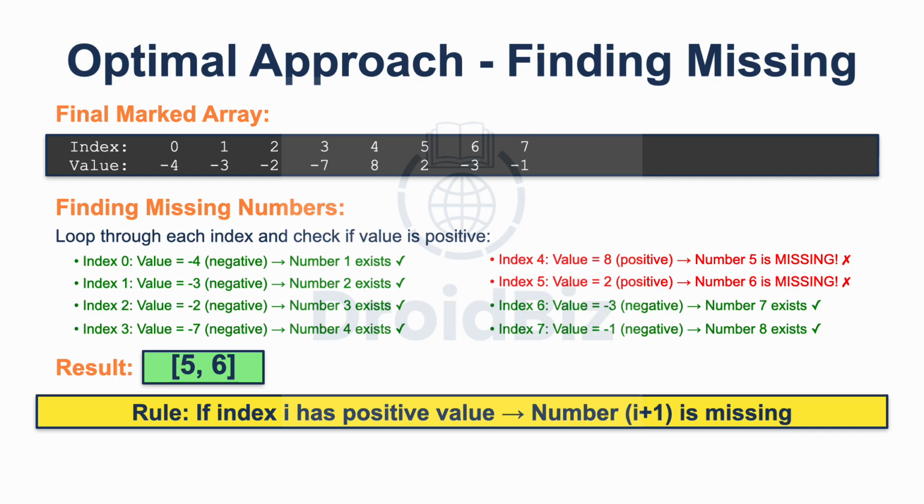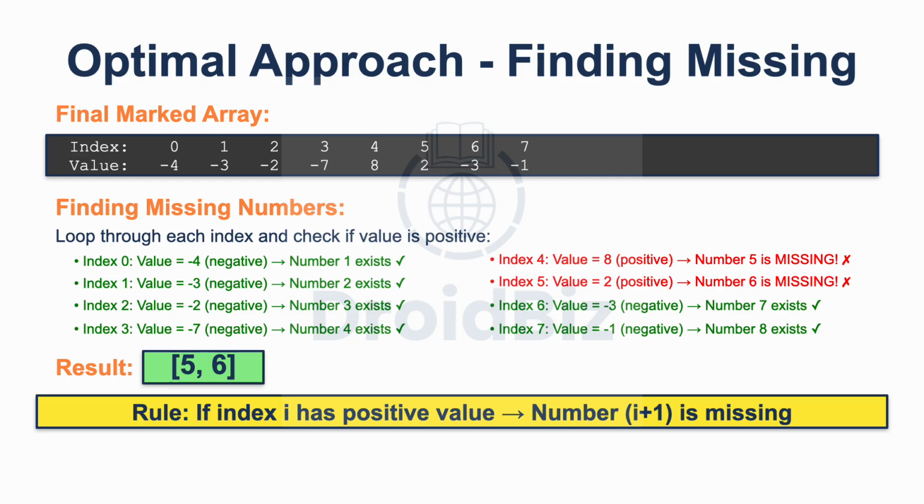Now, let's find the missing numbers from our final marked array. Here's the final marked array. Index 0 through 7 has values minus 4, minus 3, minus 2, minus 7, 8, 2, minus 3, and minus 1. To find missing numbers, we loop through each index and check if the value is positive.